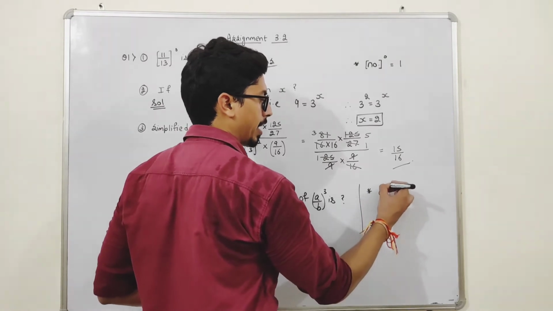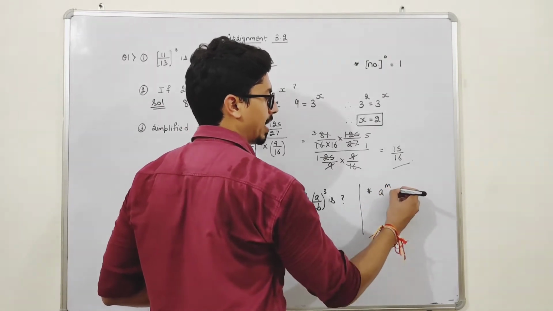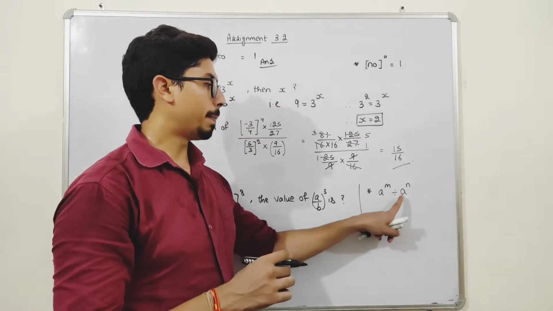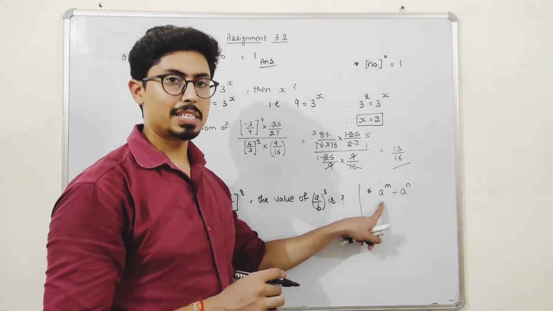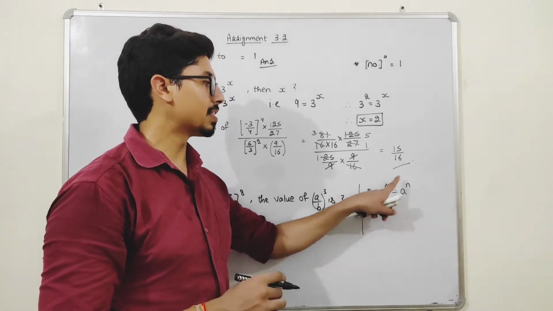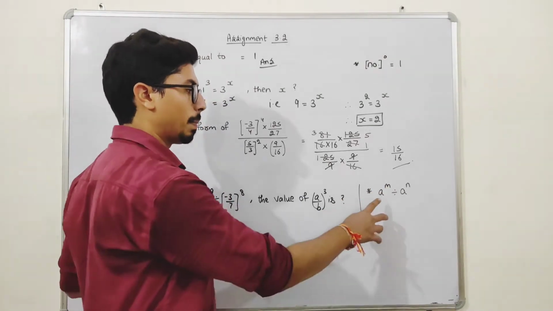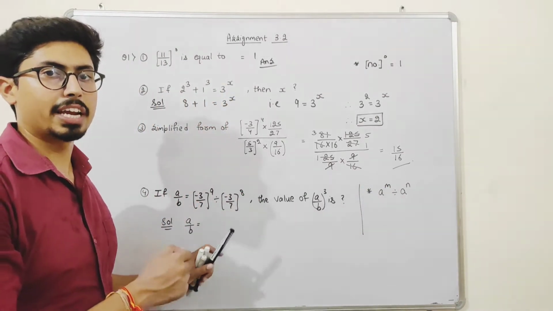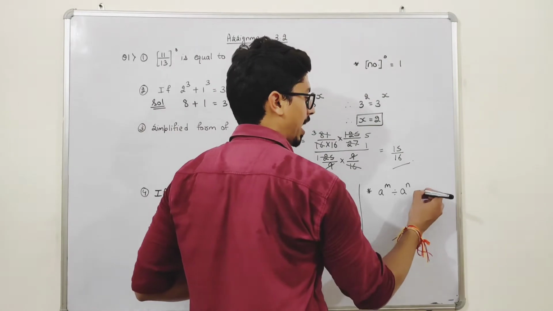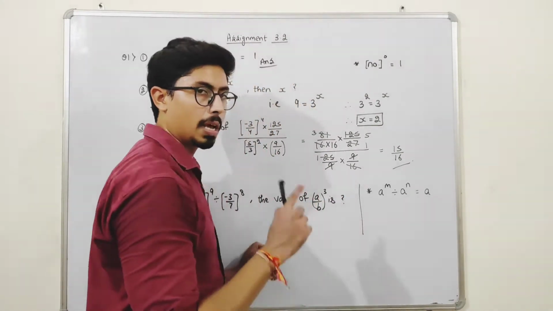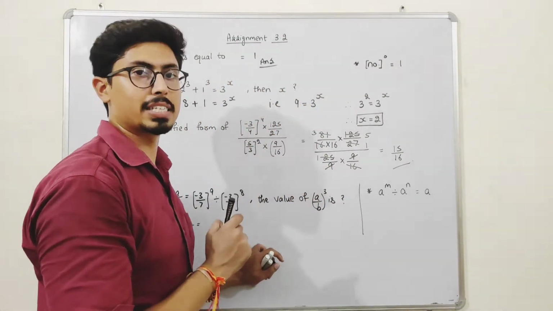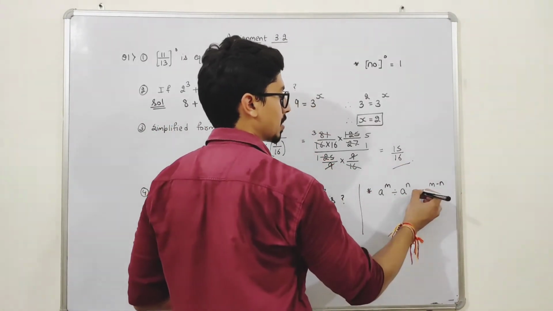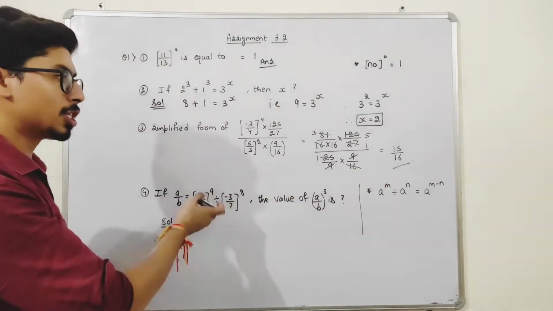If I take a raised to the power m and divide it by a raised to the power n, see, both the bases are the same and the powers are different, and they are in division. So I can write a as it is, the base as it is, because the bases are the same, and the powers will get subtracted. Just use this property here.